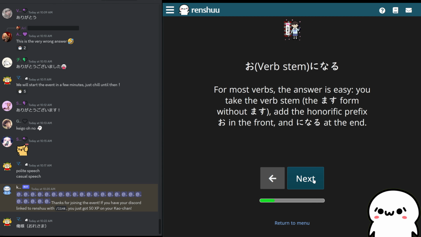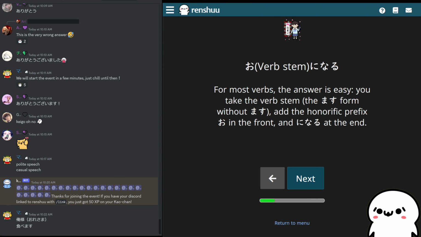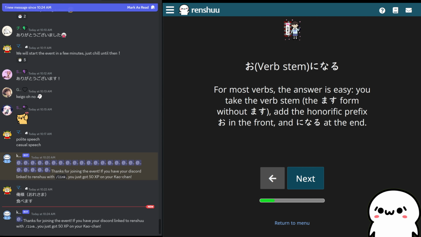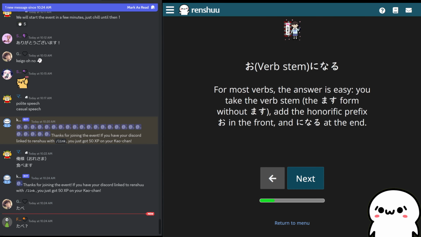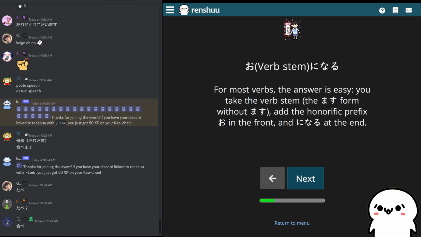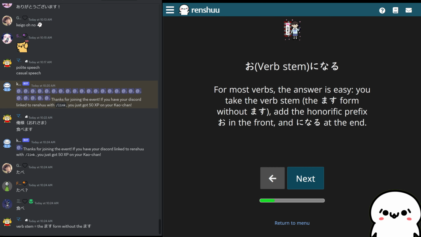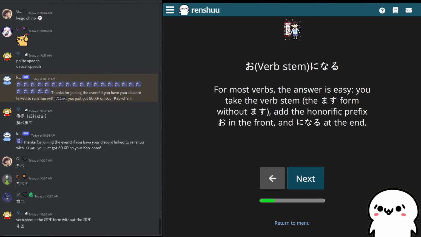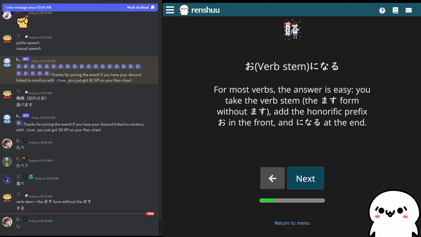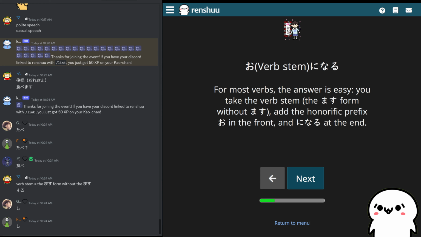You take the verb stem, and just as a refresher, let's try and remember what the verb stem is. If I say, let's have a really simple word, tabemasu. Tabemasu, what's the verb stem there? Anyone? It's tabe. The verb stem in a more technical definition is this. Let me type it out for you. It's the masu form without the masu. It's like a cheeseburger without cheese. So if you have tabemasu, it's tabe. If you have nomimasu, it's nomi. Here's a kind of a hard one. What's the verb stem for suru? Shi. Yeah, it's tiny.